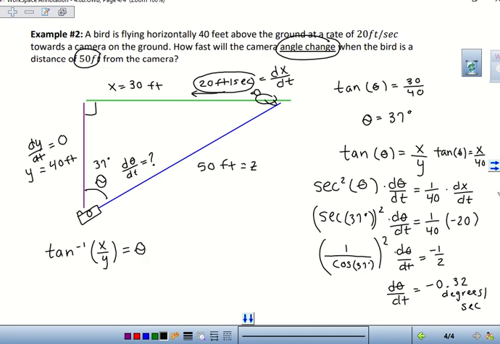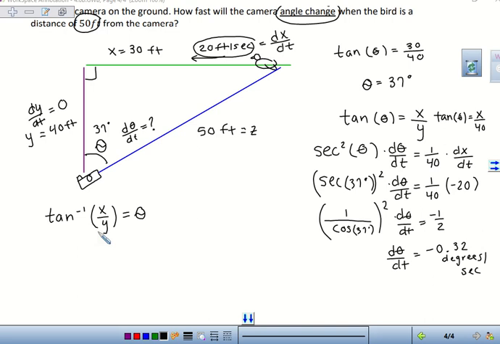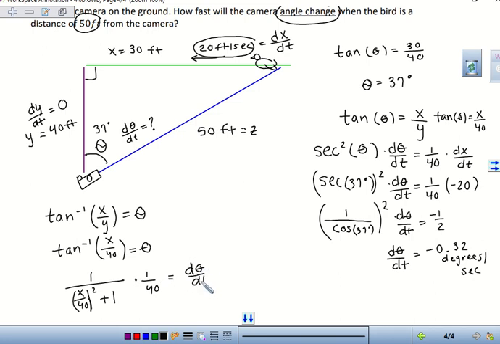So you know how to take the derivative of tan inverse, don't you? Because this is really tan inverse of x over 40. Now I could take the derivative of both sides. Anybody remember what the derivative of tan inverse is? Remember that yellow sheet of paper? It's 1 over x squared plus 1. So it would be 1 over this squared plus 1, times the derivative of this, which is just 1/40th, equals the derivative of theta. That's another way you could have done it. Interesting. Just thought I'd point it out.